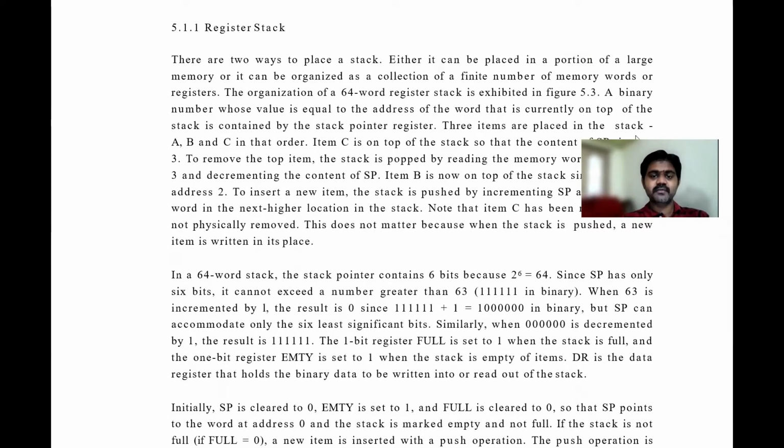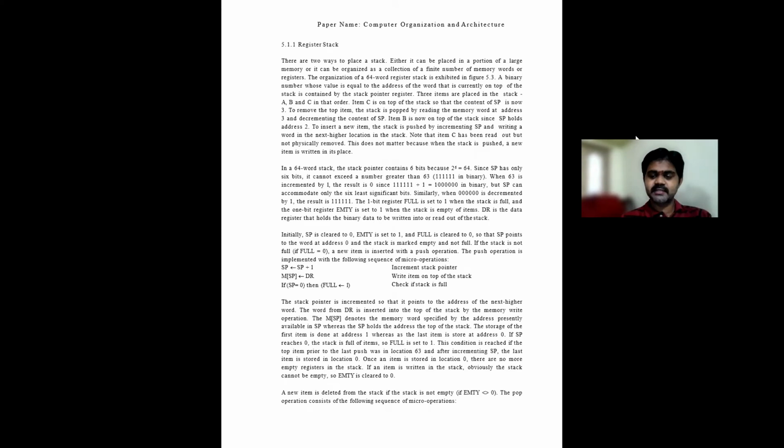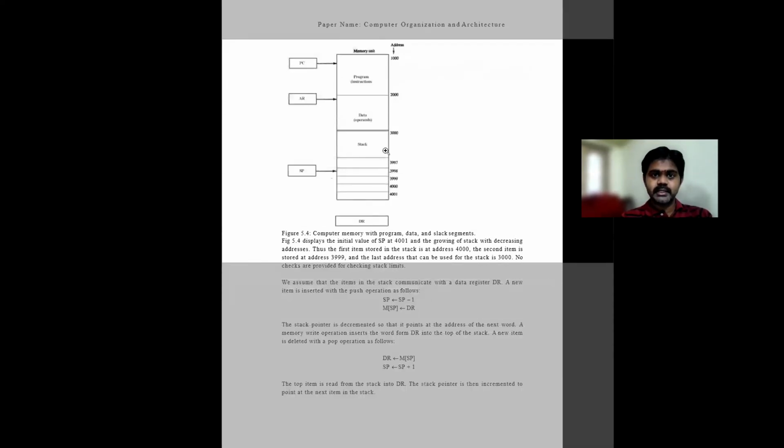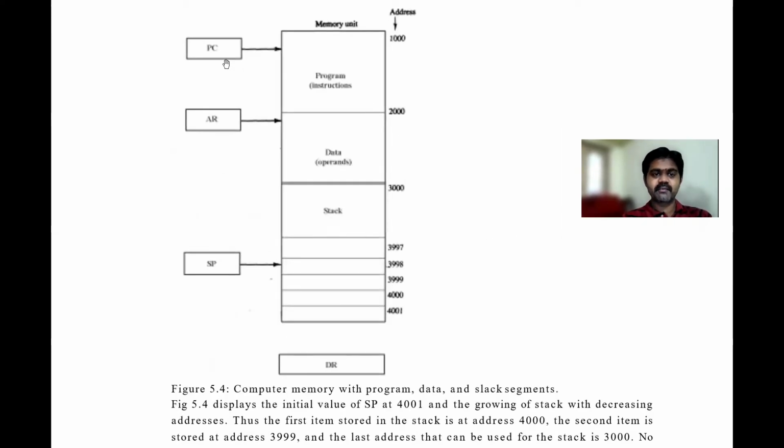So if you see the 64-word register stack here, we have a program counter, a data register, and a stack pointer. This is the stack, this is data, and this is program. These are all memory address locations: 4001, 4000, 3999, 3998, 3000, 2000, 1000. So this is all the memory unit.